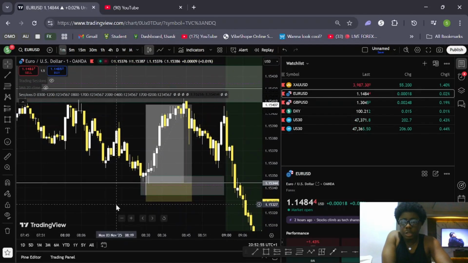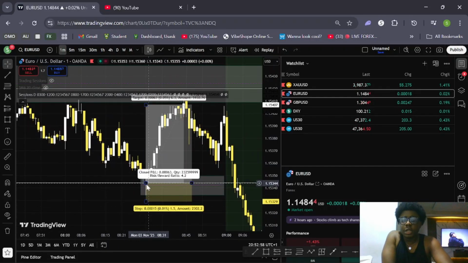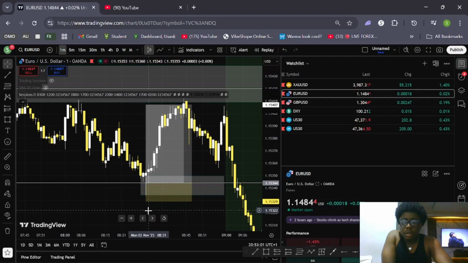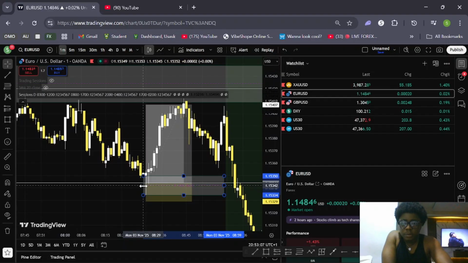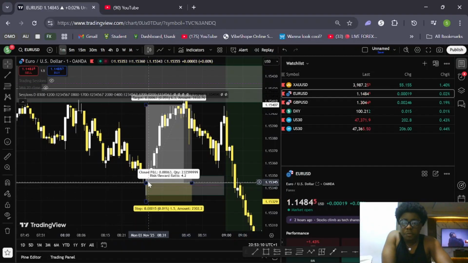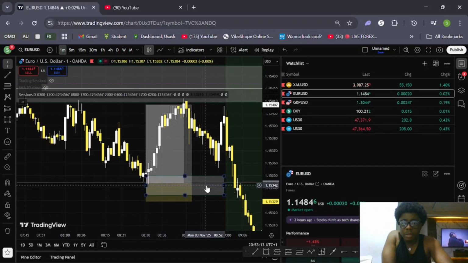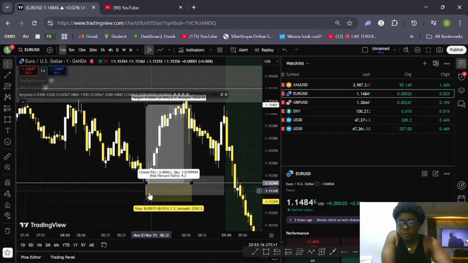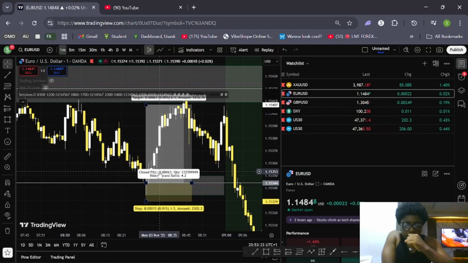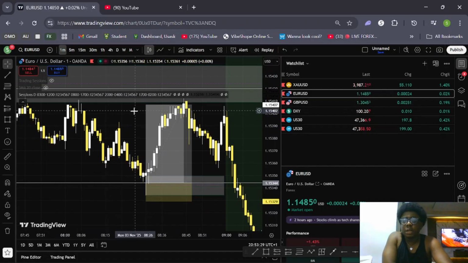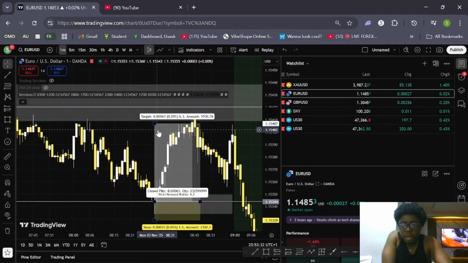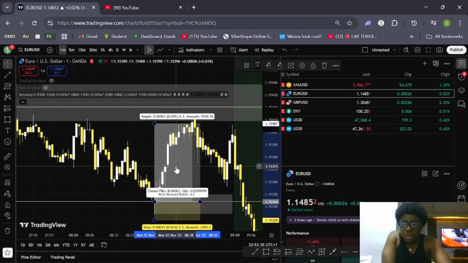So right here, I just used the rejection wicks. The thing about it is you could, for example, even mark out this first rejection, and wait for price to come back and retest into maybe even the midline of the rejection, 50% of the rejection. Place your buy limit and target the previous highs. So here I targeted that, and this was a 4-to-1 trade. I was risking 1.5 pips to make 6.3.